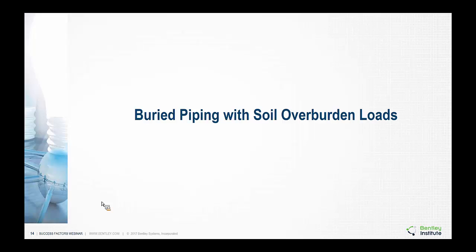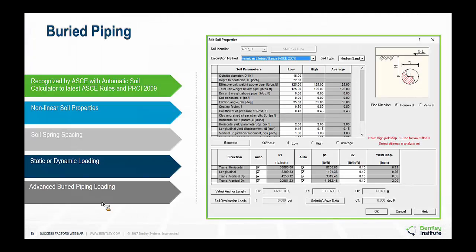And we will round out our conversation today with a discussion on buried piping. AutoPIPE's buried piping module is recognized by ASCE. Long ago, we added an automatic soil stiffness calculator which calculates the soil stiffness values for the user. AutoPIPE reference information also provides the guidelines for the calculations on getting the soil stiffness properties of typical soil types like sand and clay in 4 different directions.